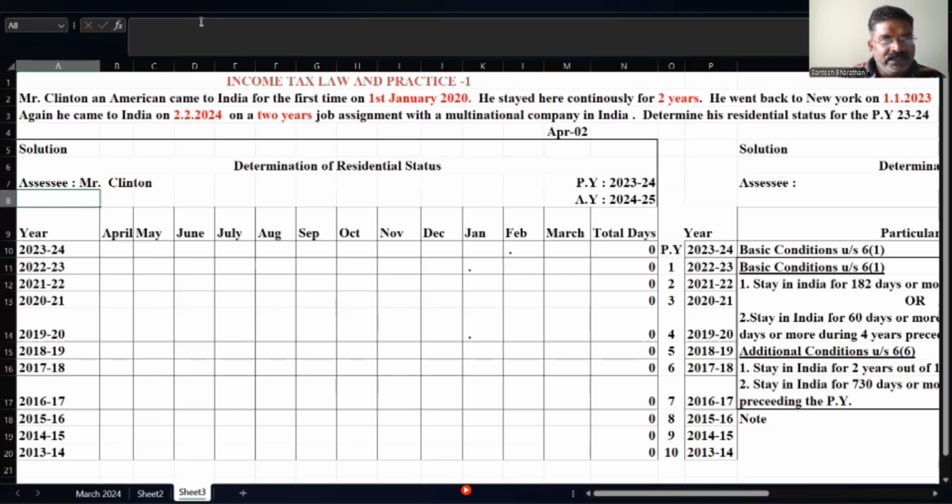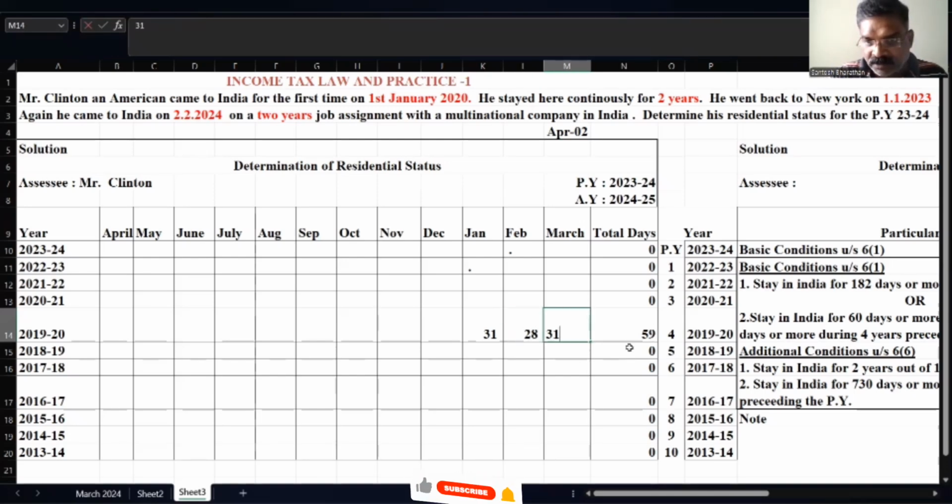Mr. Clinton, he is an American, came to India for the first time on 1st Jan 2020. So it falls in 19-20 in the column January, where in January he was there for 31 days. Then he stayed here continuously for 2 years. That 2 years we will see here. This I'll fill up. 28 February, then 31. For that particular year, he stayed for 90 days. Then in 2021 also he was there.